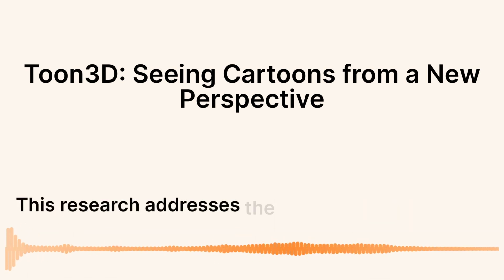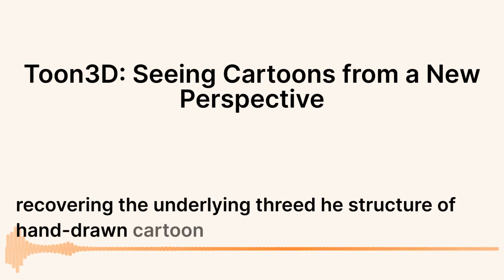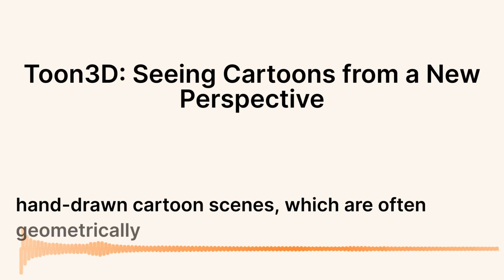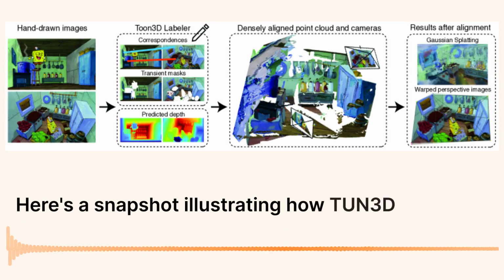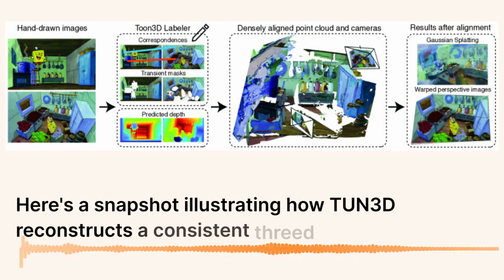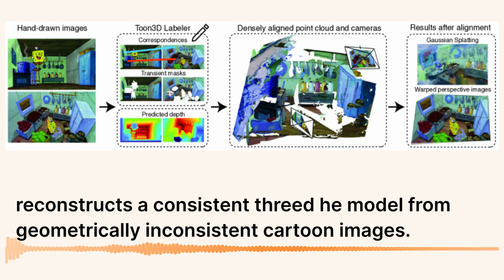Today, we're diving into an innovative paper titled Toon3D, Seeing Cartoons from a New Perspective. This research addresses the challenge of recovering the underlying 3D structure of hand-drawn cartoon scenes, which are often geometrically inconsistent. Here's a snapshot illustrating how Toon3D reconstructs a consistent 3D model from geometrically inconsistent cartoon images.